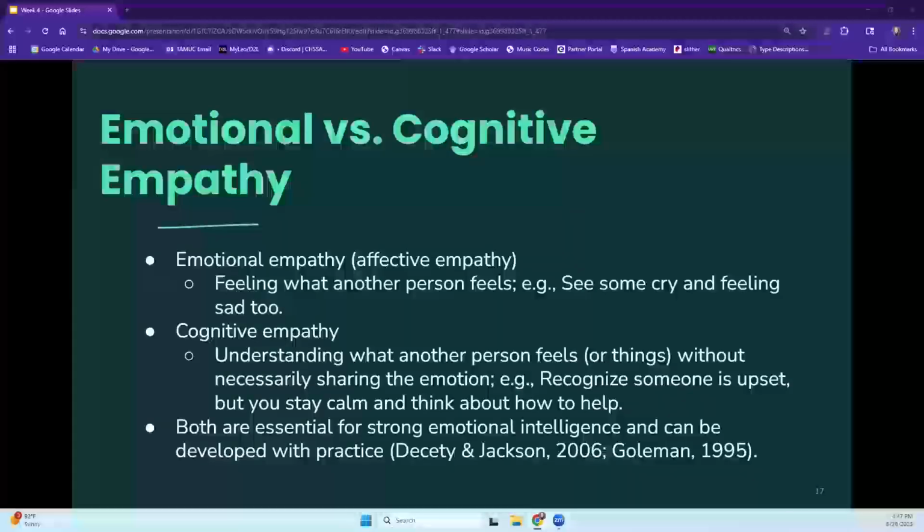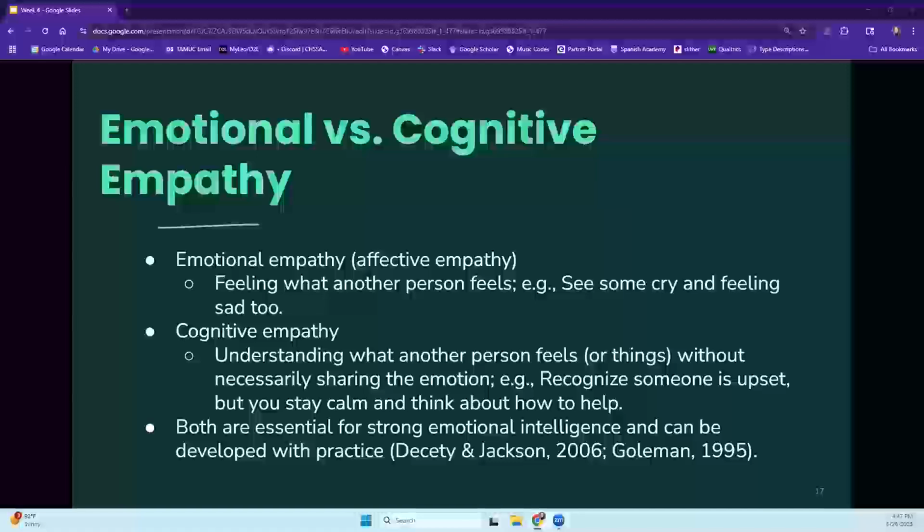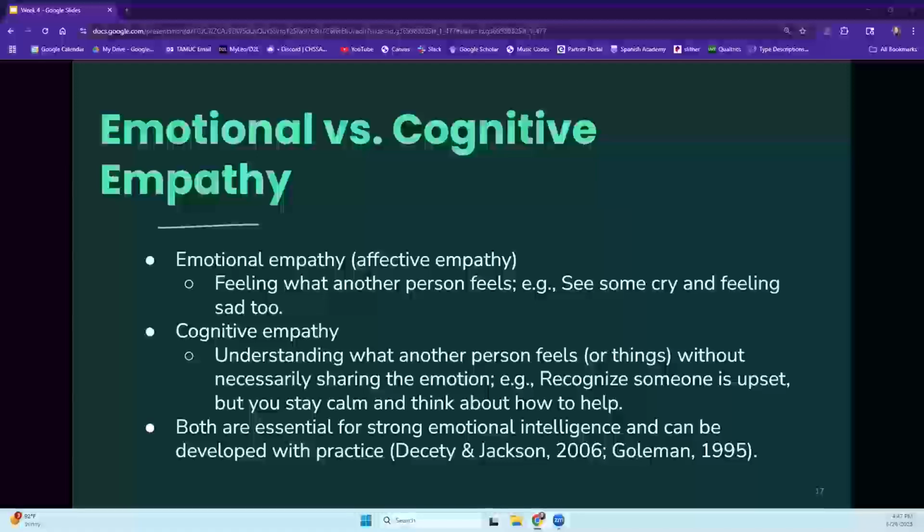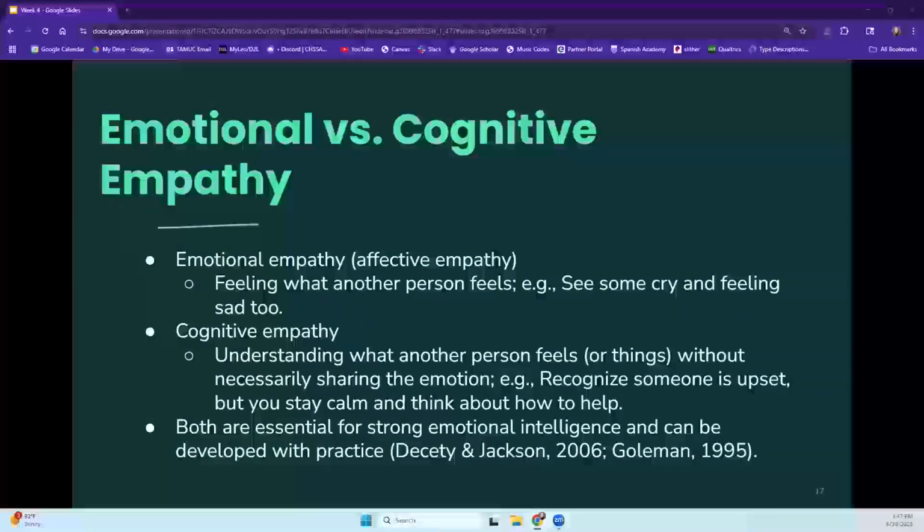Now, there's two types of empathy that I want to highlight. You probably are the most familiar with emotional empathy, and cognitive empathy is quite distinct. Now, we'll talk about the assessments you took for this week in a second, but they actually assessed largely these two different types of empathy.